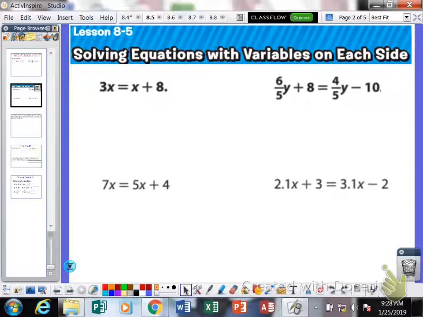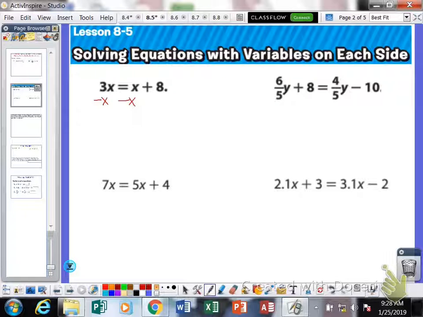So let's look at our first problem here. We have 3x equals x plus 8. In order to get our terms with our variables on the same side, all we have to do here is subtract x from each side. Because we have a positive x on the right side, we have to do inverse operations, subtract x. And what we do to one side, we have to do to the other.